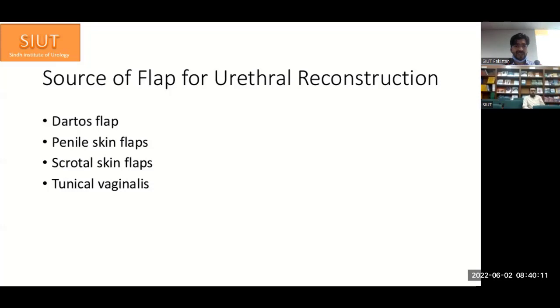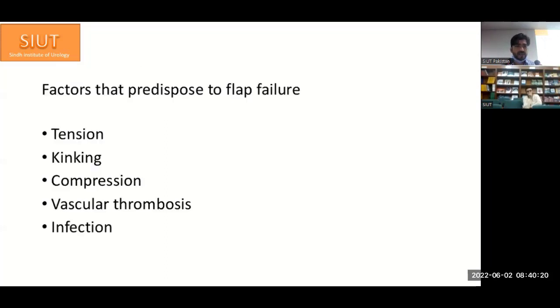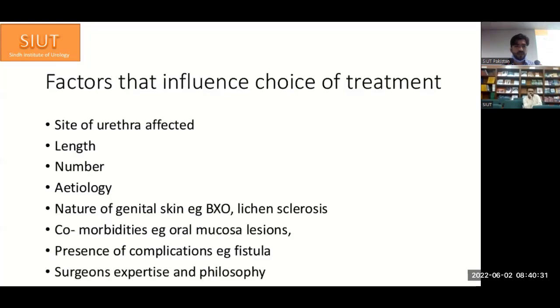Sources of flap for urethral reconstruction: dartos flap, penile skin flap, dorsal scrotal skin flap, tunica vaginalis. Factors that predispose to flap failure: tension, kinking, compression, vascular thrombosis, and infection. Factors that influence the choice of treatment: site of urethra affected, length of urethra, number or etiology, nature of the genital skin like BXO, lichen sclerosis, comorbidities like oral mucosal lesions, presence of complications like fistula, surgeon expertise, and fluoroscopy.